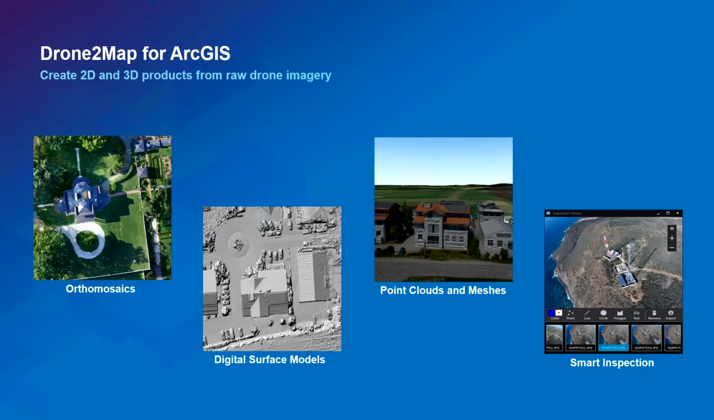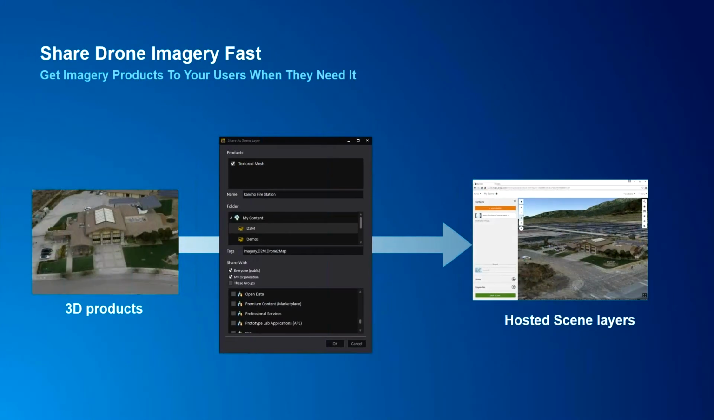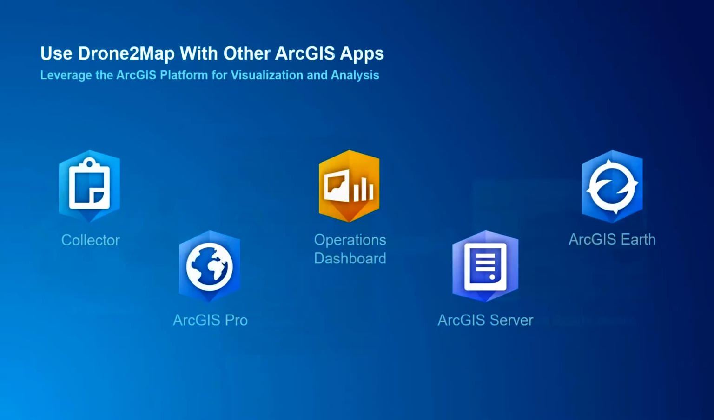Some of the products that are created from Drone2Map, as I mentioned, are an orthomosaic, digital surface models, point clouds, and you can even do inspections all within the product. Once you've created the product, you can quickly share it right out into hosted tile layers on your portal or ArcGIS Online, so it's consumable by everyone in your organization or shareable between organizations. And we can do 2D and 3D products.